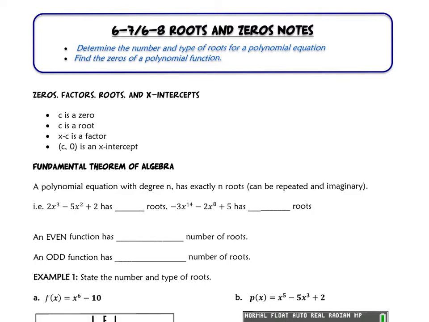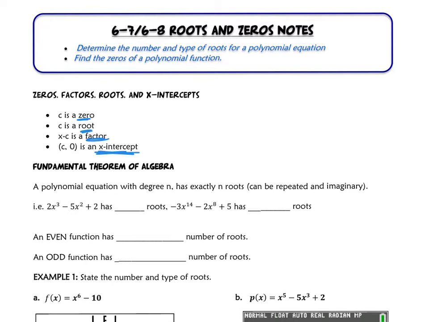Before we look at any examples, I want us to talk about some vocab. If we say that a number is a zero, a root, or an x-intercept, those are all the same. You're going to hear all three of those terms referring to the same number. That number is also a factor of our polynomial. So zeros, roots, factors, and x-intercepts are all similar vocabulary. Just know that we're going to be using them interchangeably. So now let's jump in.